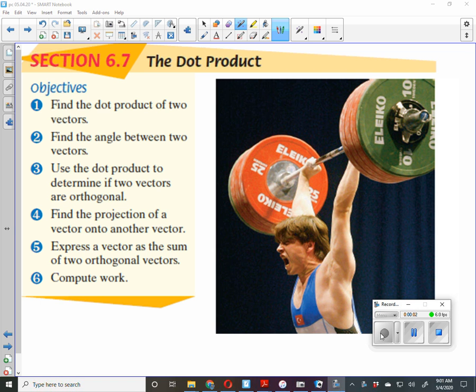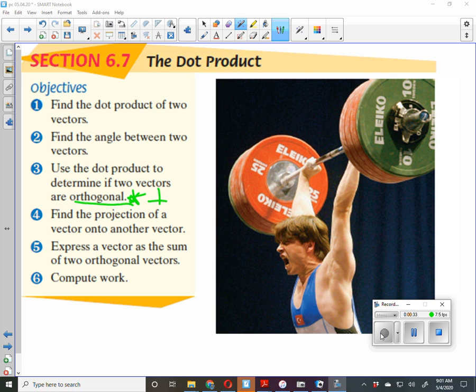Okay, section 6.7, dot products. We're still dealing with vectors. We're going to find the dot product, which isn't bad. The angle between the vectors is a little bit more difficult to follow, but it's something you can relate to. You've seen that before. We'll use the dot product to determine if two vectors are orthogonal. Here's a new term that you need to know. It just means perpendicular, by the way.